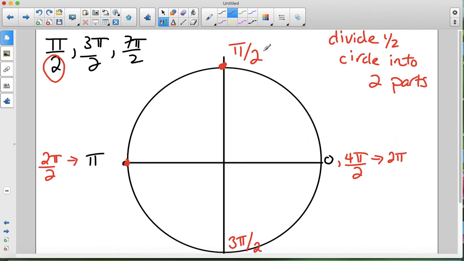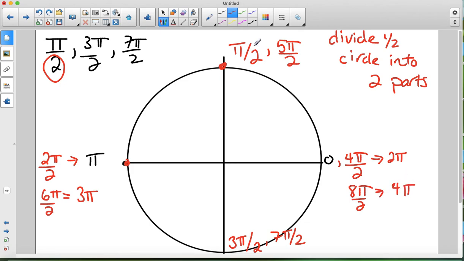Now you're going to continue if you want to, just like you do when you're adding degrees. So this would be 5 pi over 2. If you come back, this now becomes 6 pi over 2, which becomes 3 pi. And down here, this becomes 7 pi over 2. And then again, if you continue, this becomes 8 pi over 2, which reduces to 4 pi.